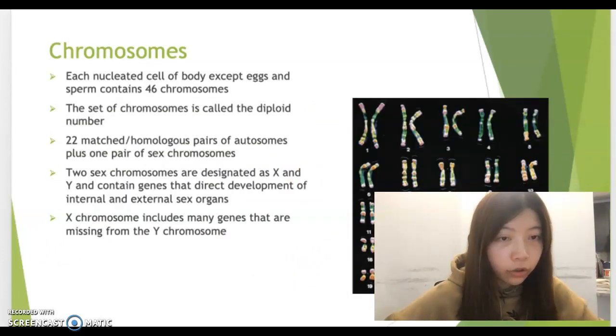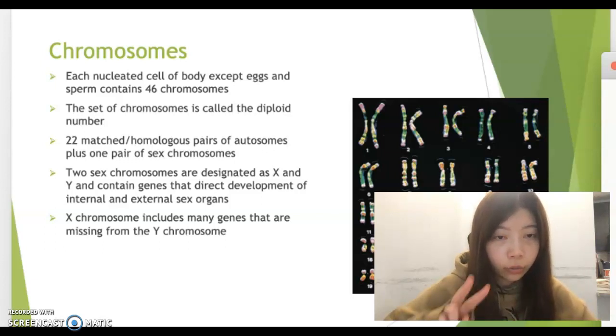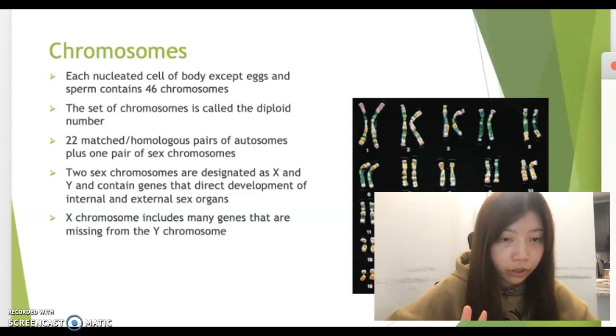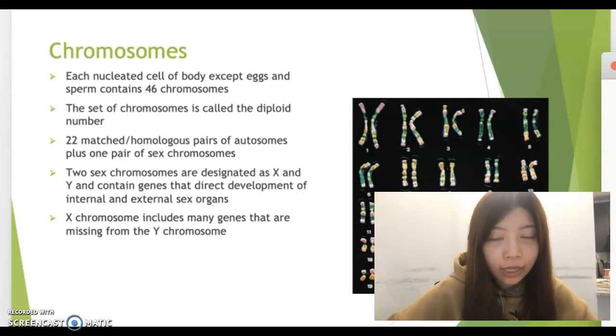Each nuclear cell of the body, except the egg and sperm, contains 46 chromosomes. This set of chromosomes is called the diploid number because the chromosomes occur in pairs. There are 22 matched or homologous pairs of autosomes plus one pair of sex chromosomes. The 22 pairs of autosome chromosomes in our cells direct development of the human body form and of variable characteristics such as hair color and blood type.